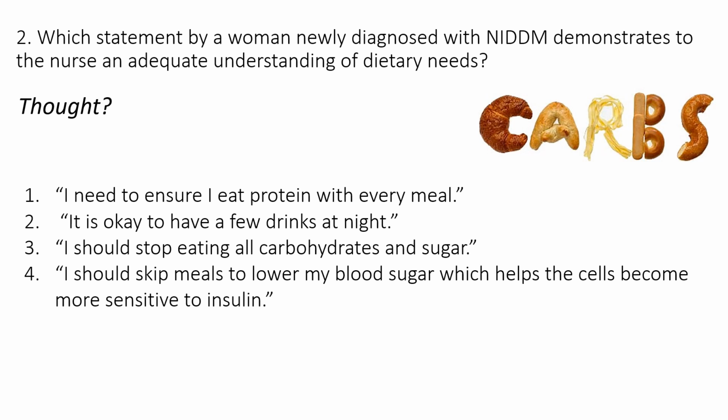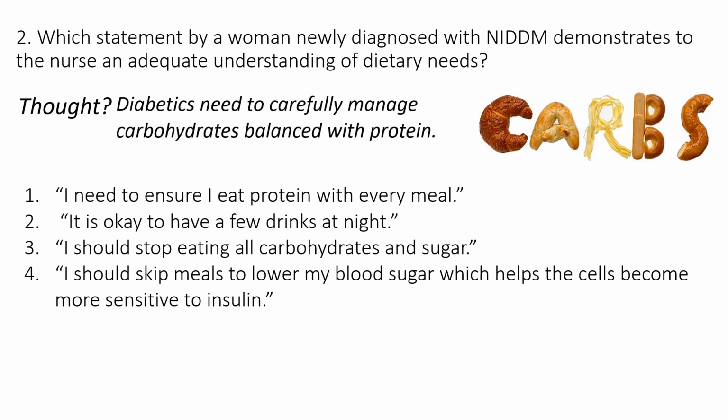And the answer here is number 1. So we need to be thinking of the dietary needs of a non-insulin diabetic. And the basic information that should come to your mind is that diabetics need to carefully manage their carbohydrates, not that they can't eat them, because that's our fuel for our muscles. We still need to eat that. But it should be balanced out with protein because that slows the glucose absorption into the body and balances it out a little bit. So that's why number 1 was the answer.